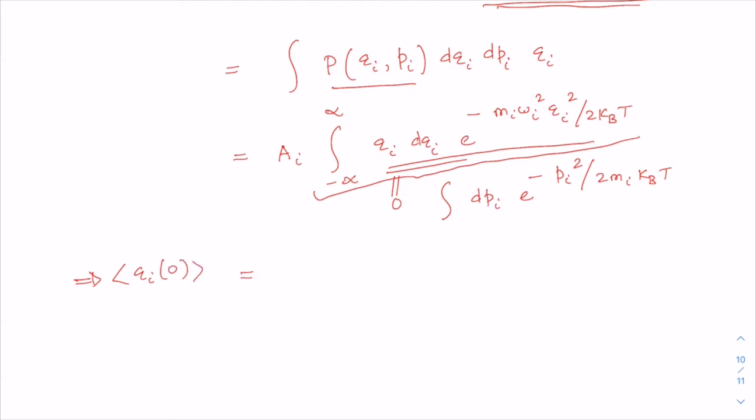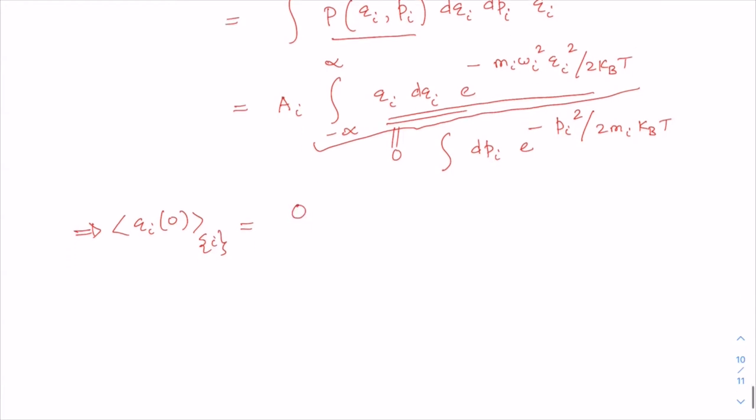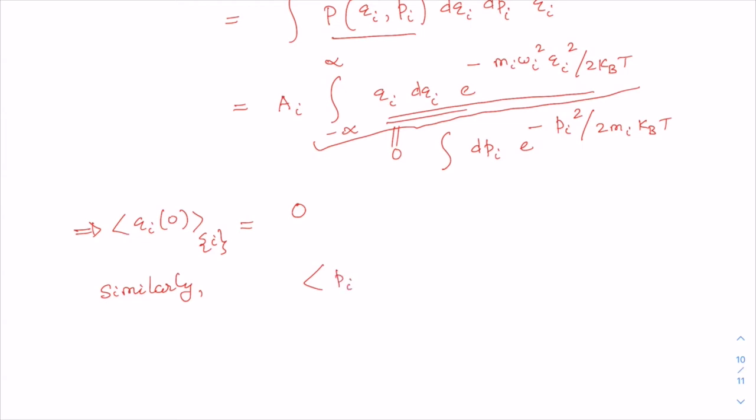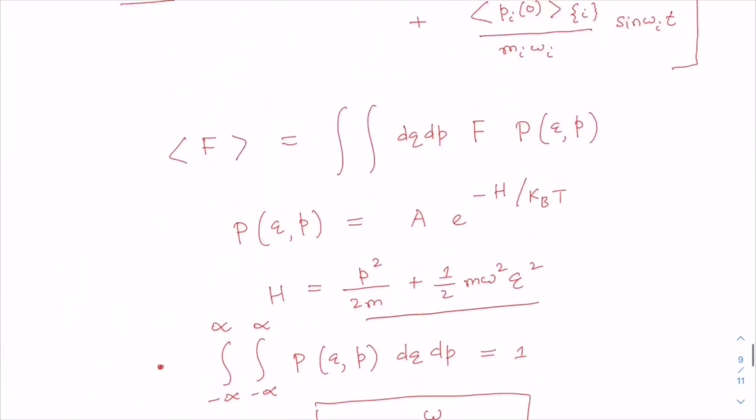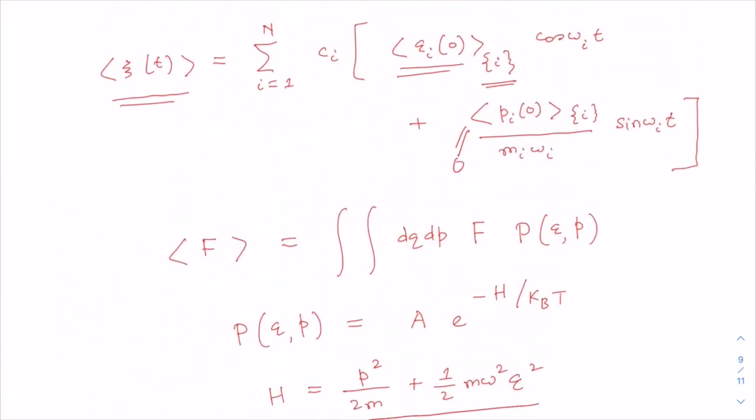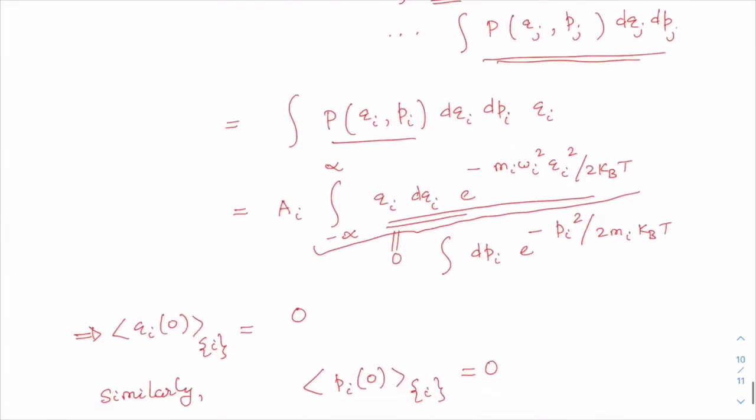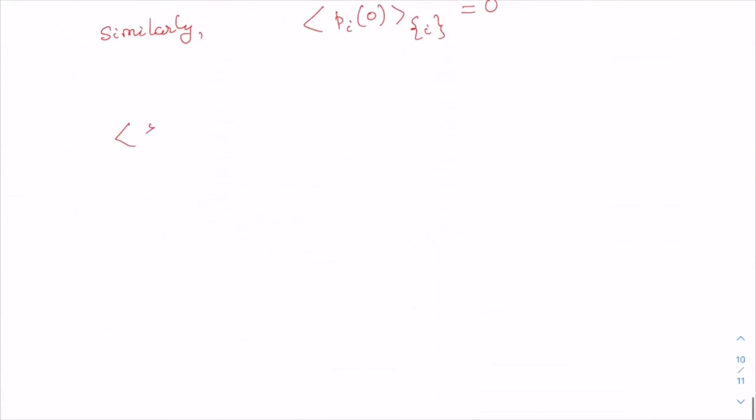the bath position, if you take the ensemble average, you are going to get zero. Similarly you can show that the corresponding ensemble average for the momentum is also going to be zero. Now, because both these average quantities are zero, quite clearly the average of the Langevin noise xi of t is equal to zero, and this is also expected physically because this is fluctuation after all. So this is equal to zero.